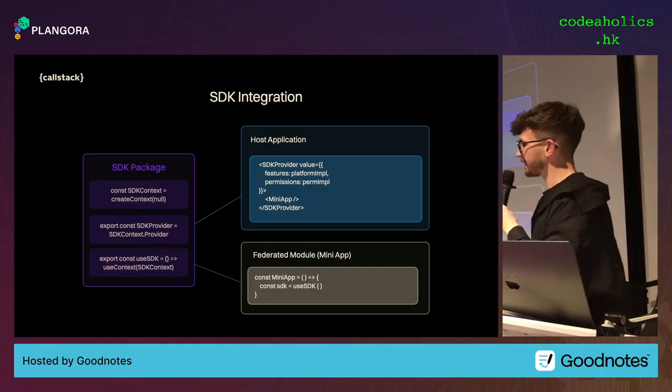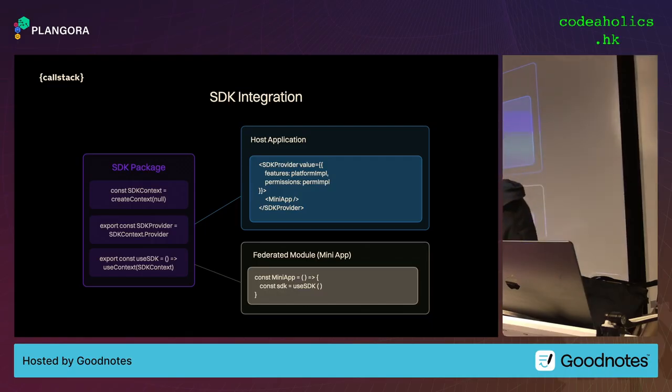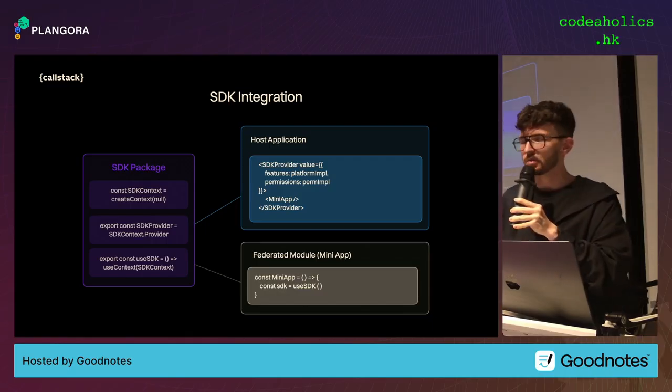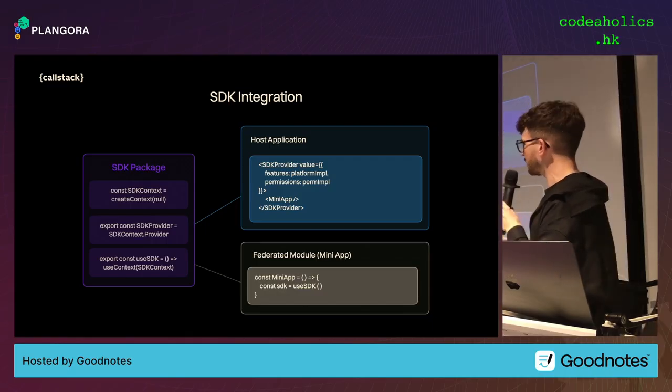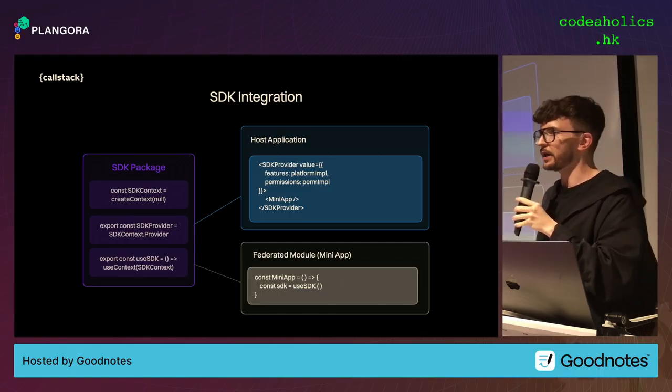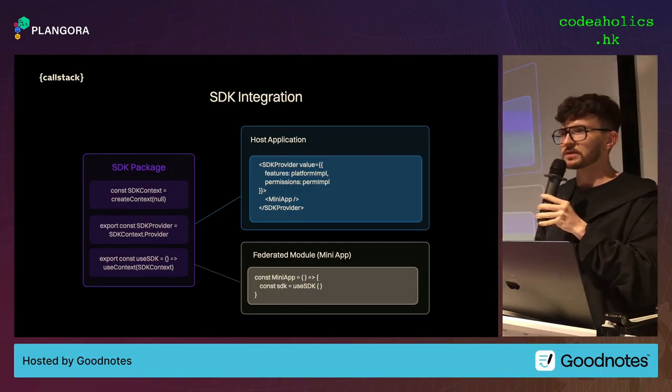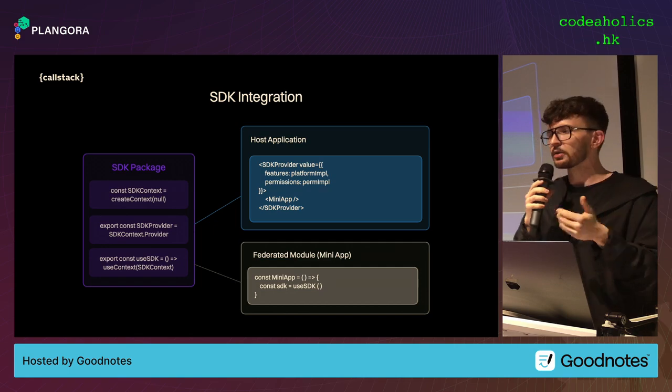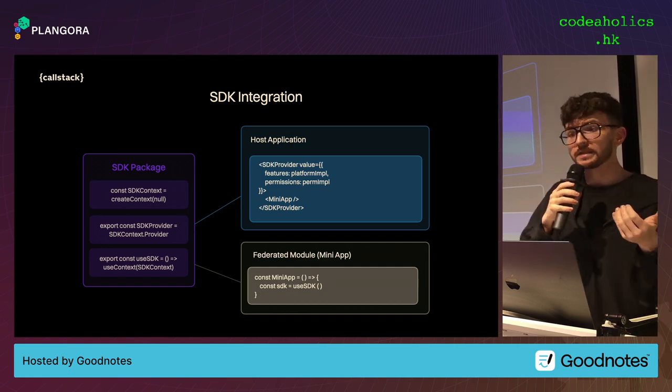And then we have a federated module that is using those useSDK hooks. These are custom hooks, but that doesn't really matter. What it means is the federated module can rely on dynamic information provided at runtime. So we can think of it as a very elegant React Native way to do dependency injection.